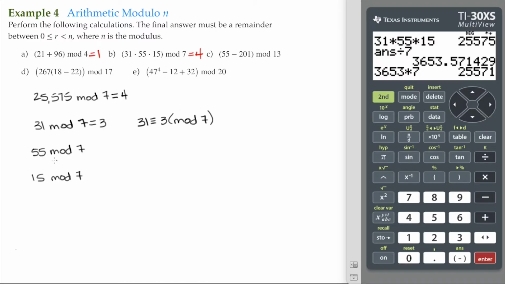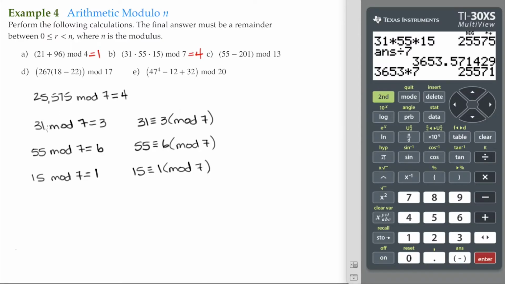55 mod 7, 7 goes into 55 7 times. 7 times 7 is 49. So 55 mod 7 gives us 6. So then I could write the congruency as 55 is congruent to 6 mod 7. In 15 mod 7, 7 goes into 15 2 times with a remainder of 1. So then this can be written as 15 is congruent to 1 mod 7.